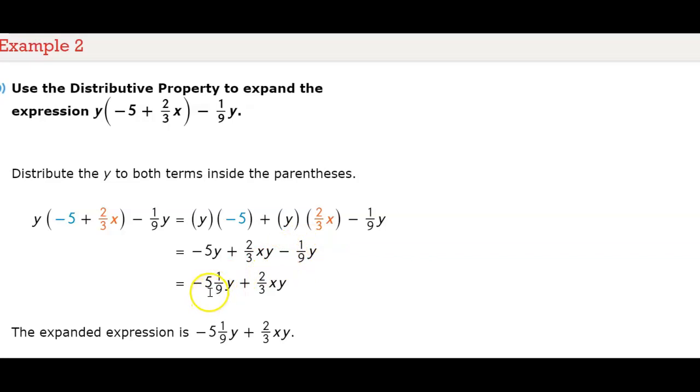Then we have to combine like terms, and in this case we have -5y and -1/9 y as like terms, so they combined the two and got -5 1/9 times y plus 2/3 times x y. And so the expanded expression is -5 1/9 y plus 2/3 times x times y.